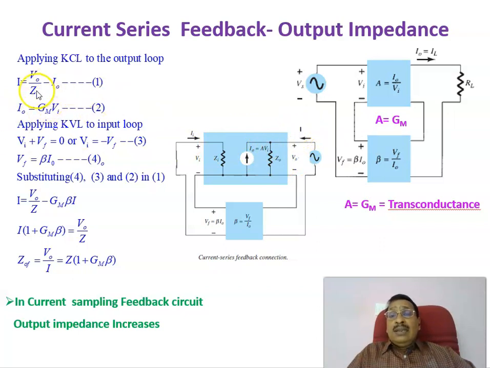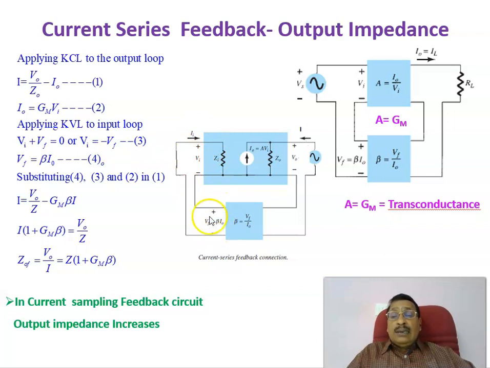That's the equation after applying Kirchhoff's current law to this output node. Now, applying Kirchhoff's voltage law to the input loop here, we get Vi plus Vf equals 0, or Vi equals minus Vf. The input voltage Vi equals minus Vf.